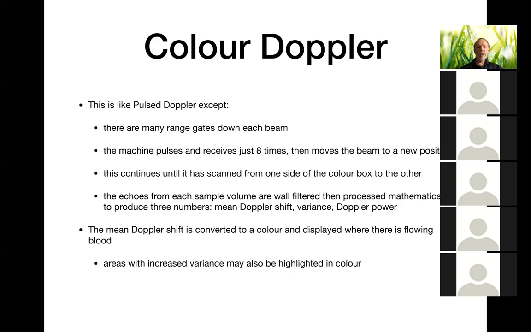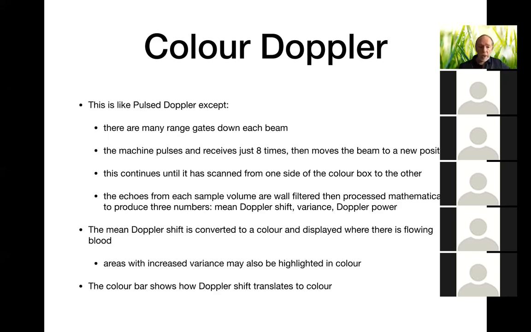Now, particularly in echocardiography, it's quite common to use a second color, often green, to highlight areas that have abnormally increased variance. Because as I mentioned a minute ago, a wide variance means a wide range of Doppler shifts in a small area, and that suggests that you may have disturbed blood flow rather than normal blood flow. So it's a likely indicator of disease.